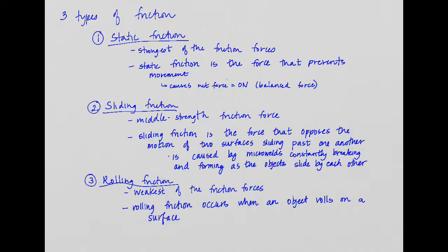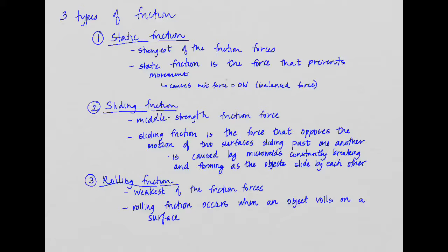So an example of this was if you're pushing a box of books, you're pushing super, super hard, but the static friction of the ground, of these microwelds actually, is pushing just as hard and creating a net force equal to 0.